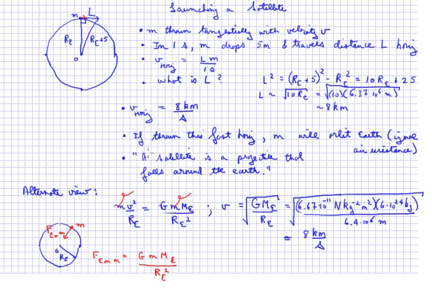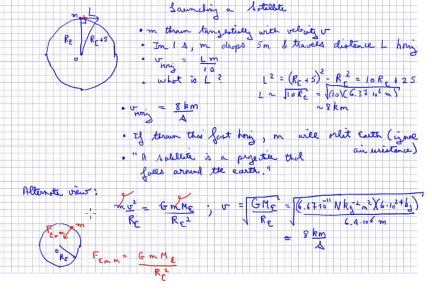And more broadly, a satellite is simply a projectile that falls around the Earth, thrown with a sufficient velocity that the Earth's surface falls away from the satellite at the same rate at which the satellite falls towards the Earth's surface.